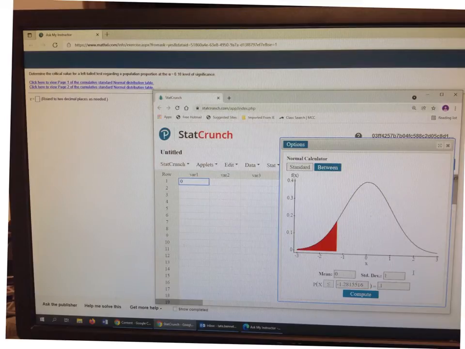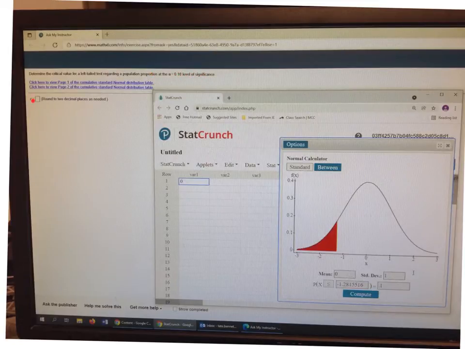Oh, I saw your question in the email. This question really goes back to some earlier questions on the normal curve. Determine the critical value for a left-tailed test, for a population proportion, and alpha is 0.1 level of significance.